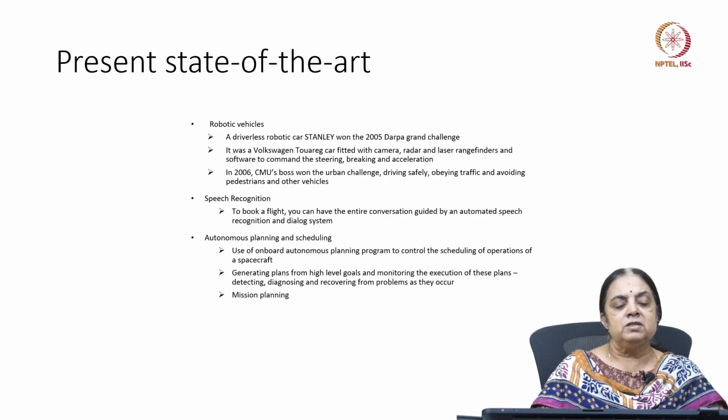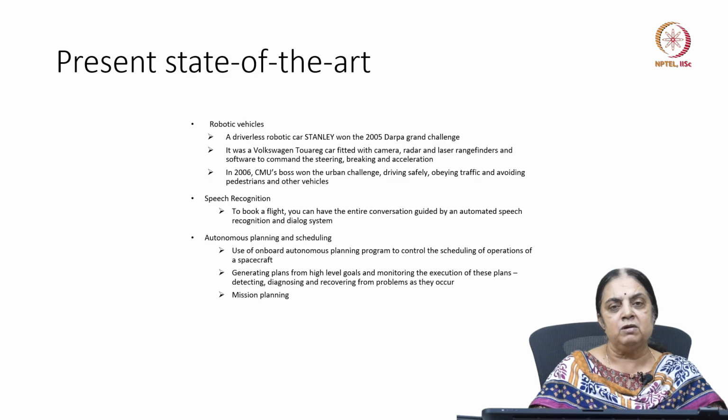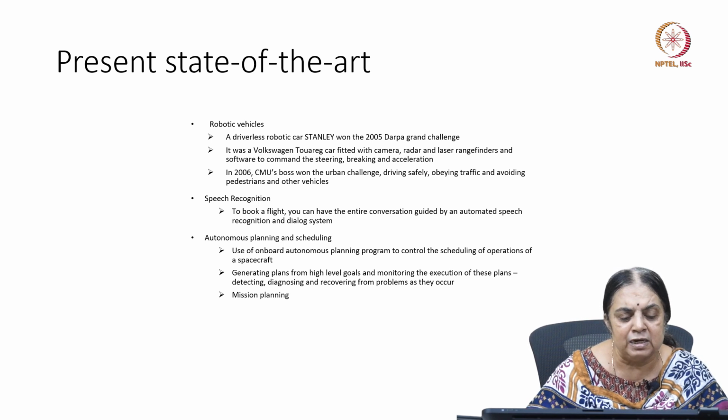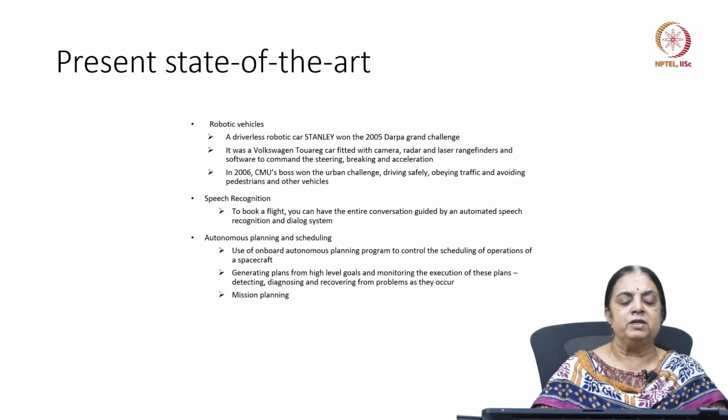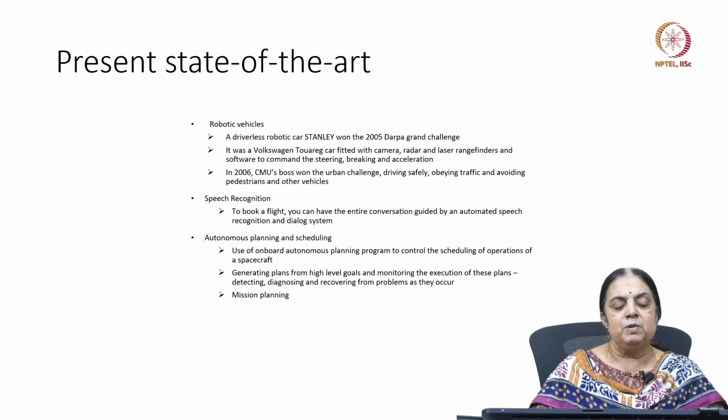So this is the present state of the art that we can say that we have, right? So you have robotic vehicles, that is vehicles which are unmanned. So you have driverless robotic cars, which have won some challenges, right? And you also have a CMU car which has won a challenge for driving safely among pedestrians, other vehicles, etc. Speech recognition, of course: to book a flight, you can talk with a speech recognition and dialogue system, right?